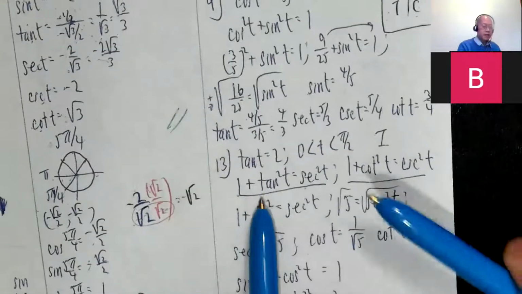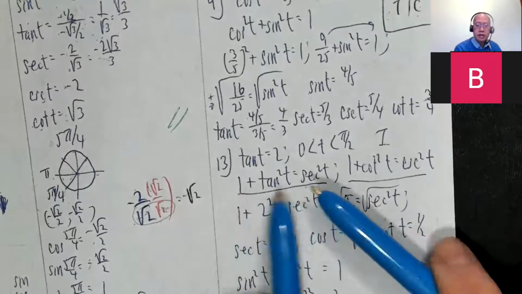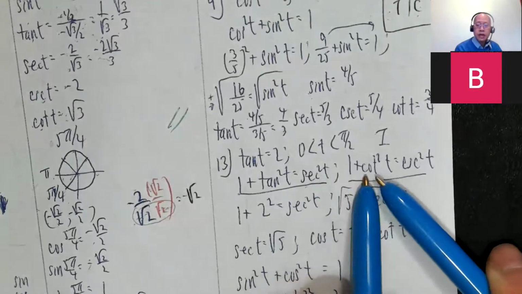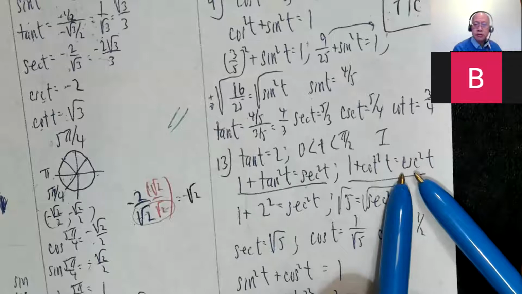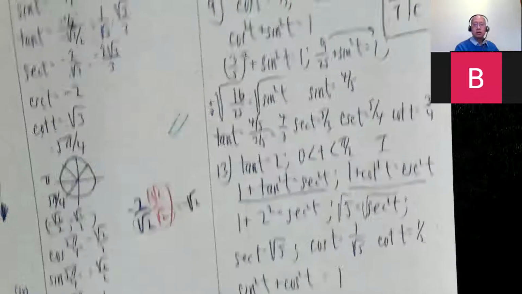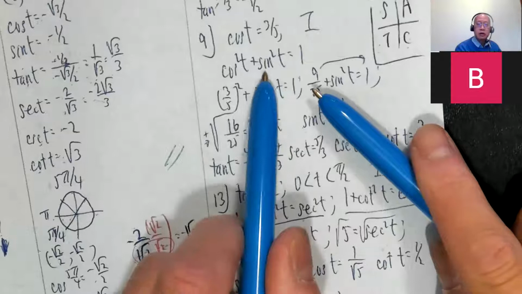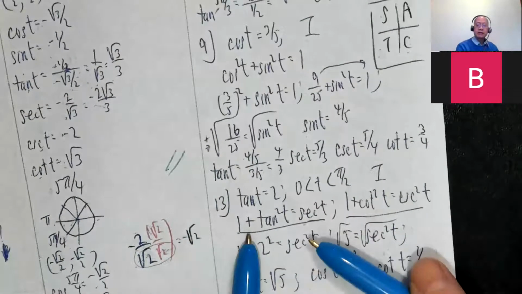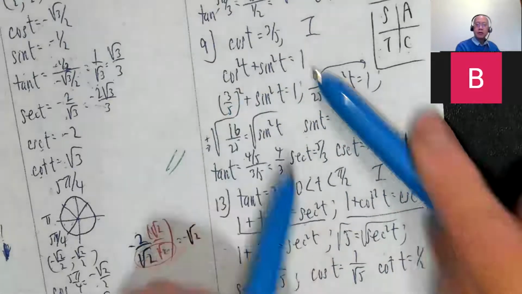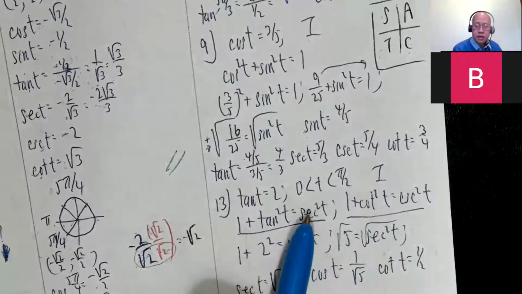Here's a couple other identities that you might remember from trig, but you can put these on your cheat sheet. 1 plus tangent squared t is secant squared t. 1 plus cotangent squared t is equal to cosecant squared t. And that's not hard to show. From here, if you divide both sides by cosine squared, you get this. And from here, if you divide both sides by sine squared, you get this. I won't bother to show it to you, but you've seen this before, no doubt.